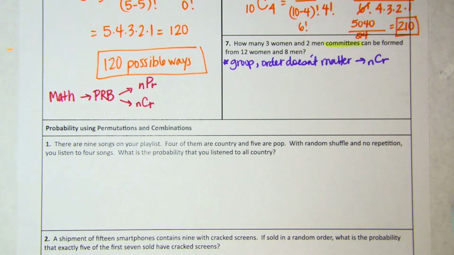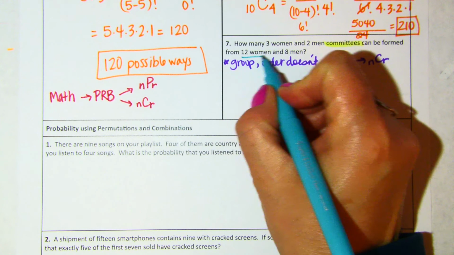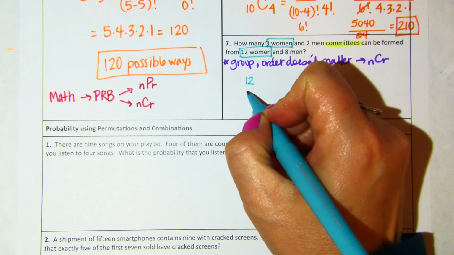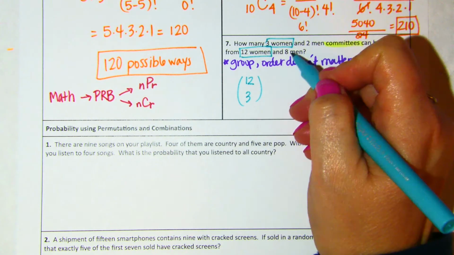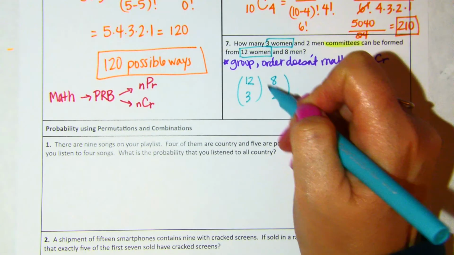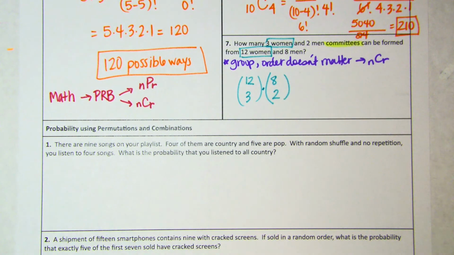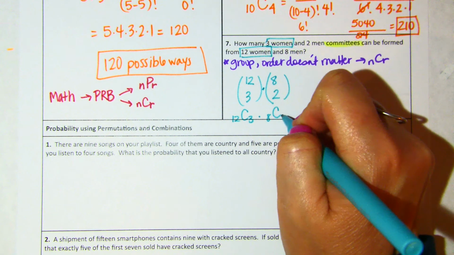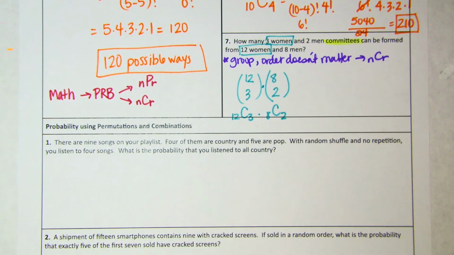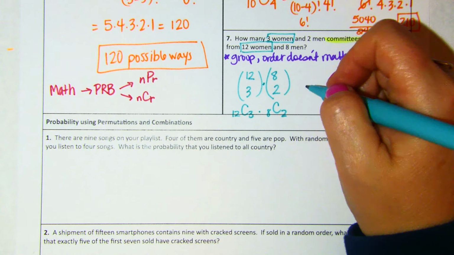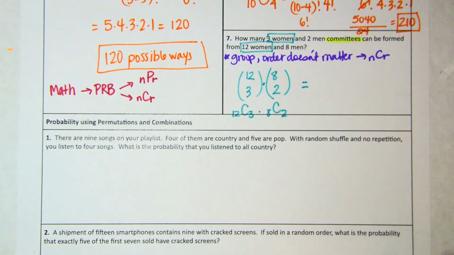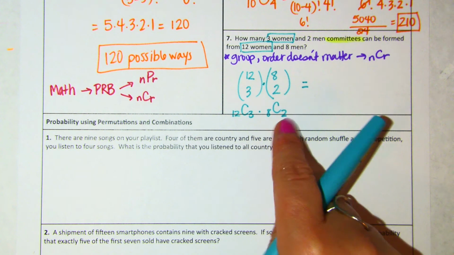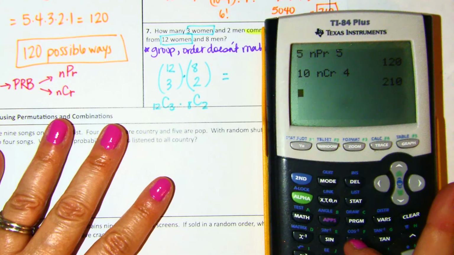Okay, for this one, I have 12 women that I'm picking 3 from. So 12 choose 3. And then I have 8 men that I'm picking 2 from. And you're going to multiply both of those. So it's 12C3 times 8C2. You can write it either way, it doesn't matter. I'm going to do 12C3 on my calculator, then I'm going to do 8C2 on my calculator, and then I'm going to multiply them.